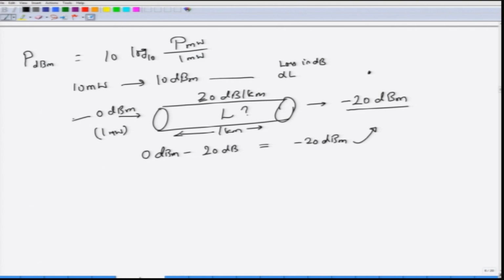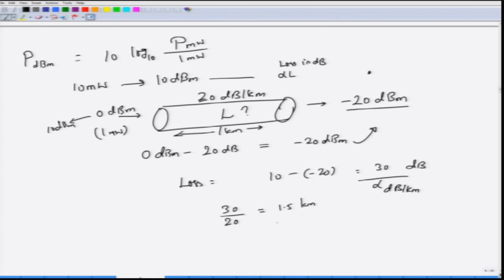If I increase from 0 dBm to 10 dBm, then the length also can be increased, because I am looking at a total loss of 10. So I have to start at 10 dBm. To get down to minus 20 dBm, I should have a loss of 30 dB, right. So 10 minus of minus 20 is the total loss, which is 30 dB, but this loss divided by alpha will give you L, because alpha into L is so and so dB loss, correct, and alpha is measured in dB per kilometer. So if you do that, you will get 30 by 20, which is around 1.5 kilometer.